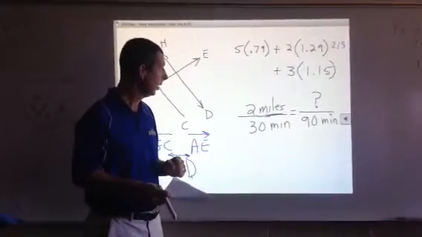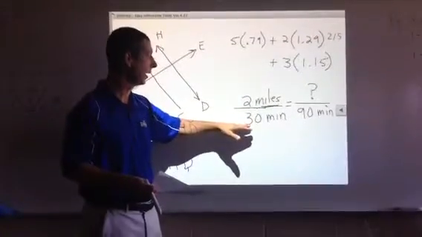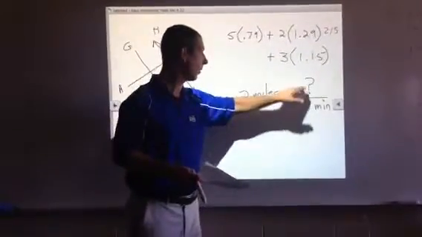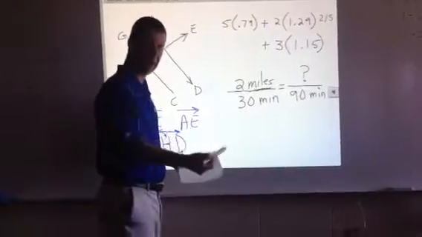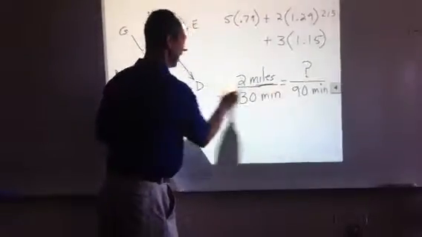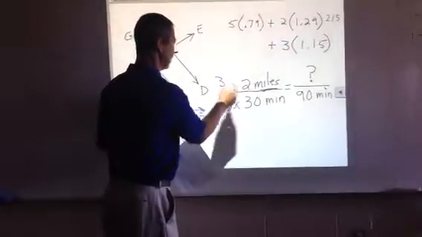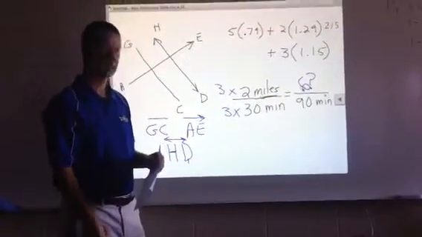Here's another one. This is a ratio type problem. If you can go 2 miles in 30 minutes, in 90 minutes, how many miles could you go? Well, what we can do here is just write an equal fraction or equal ratio. 3 times 30 is 90, so 3 times 2 is 6. So you'd be able to go 6 miles.